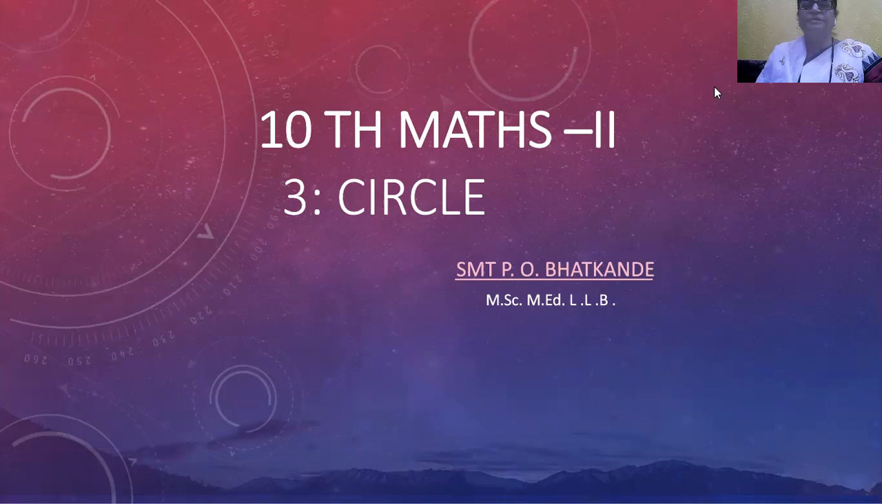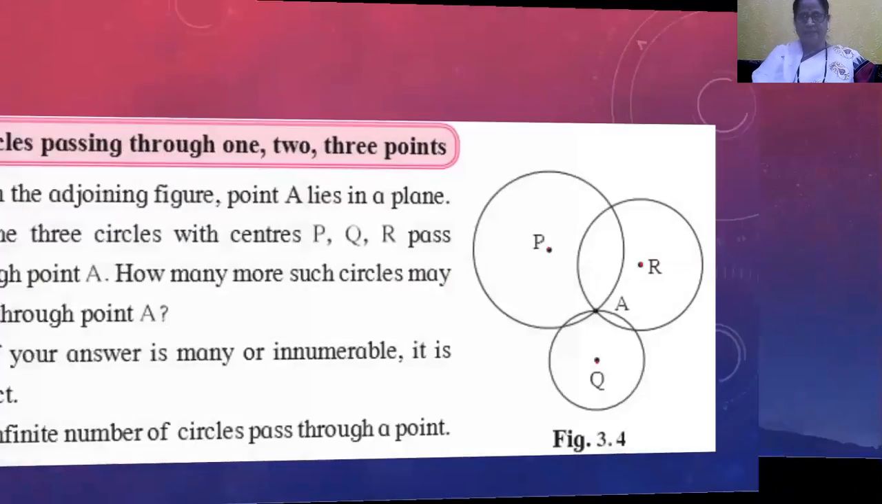Today we are going to study circle. Before this we have studied circle, with little information regarding circle. In that we have seen congruent circle, concentric circle and intersecting circle. Today we are going to study circles passing through points, meaning maybe 1 point, 2 points and 3 points. So we take that one.